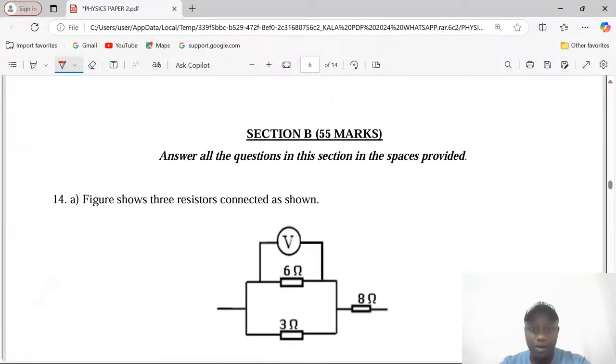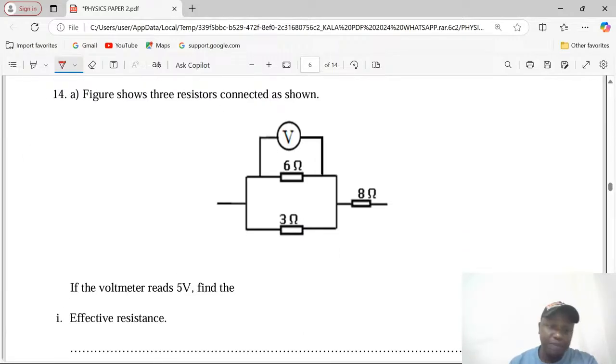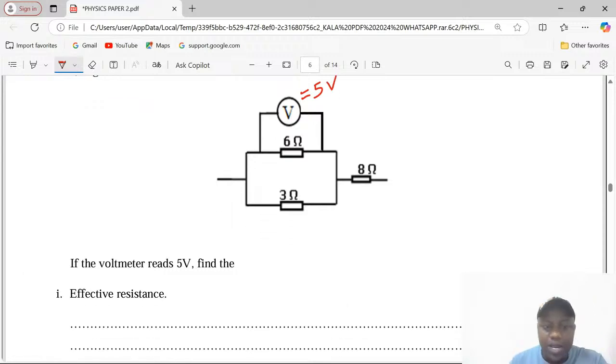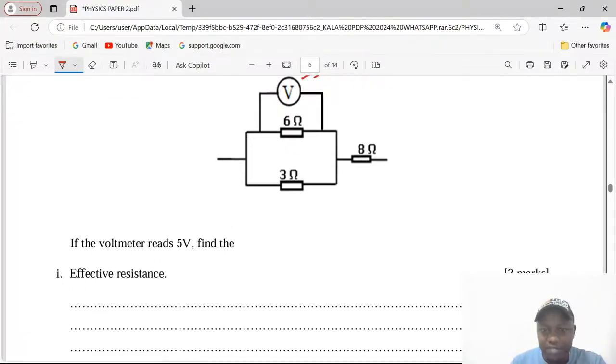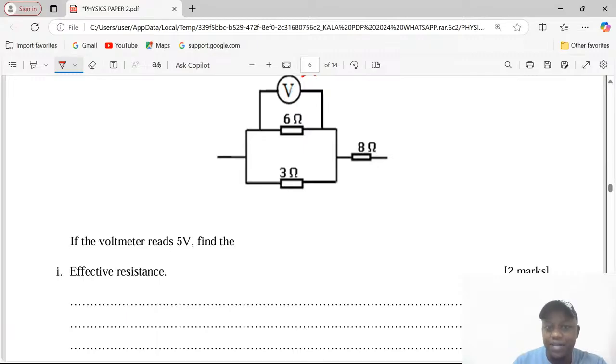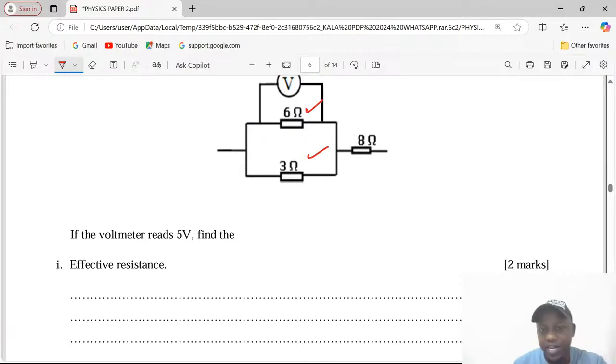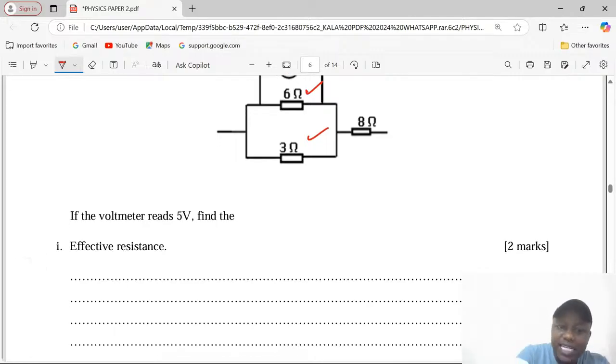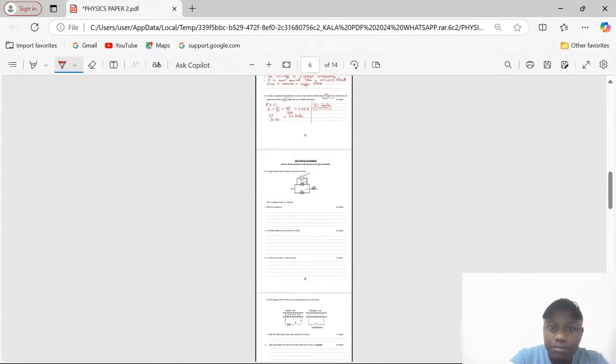Let's look at section 2 of this wonderful paper. The figure below shows 3 resistors connected as shown. The first part says that the voltmeter here is reading 5 volts, and we find the effective resistance. Let's get the effective resistance first. We have a resistance of 6 and another one of 3, and they are in parallel.